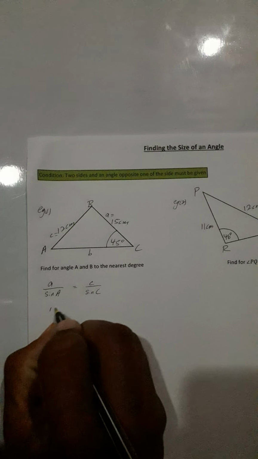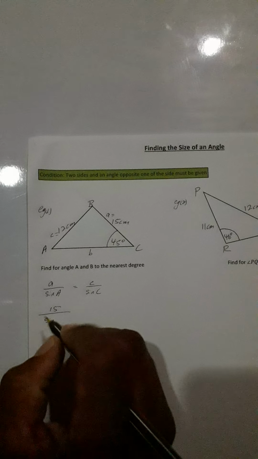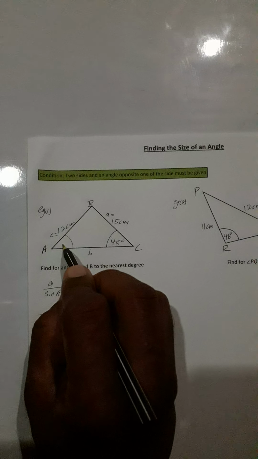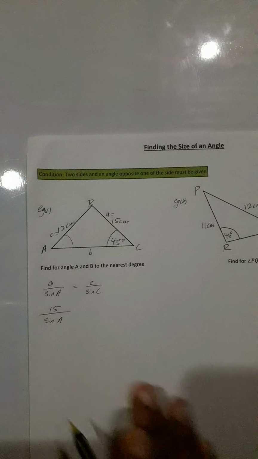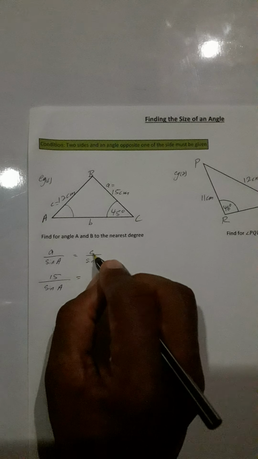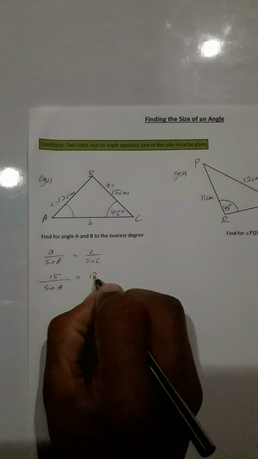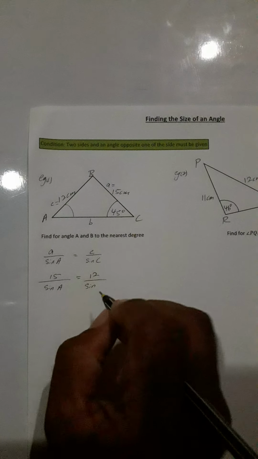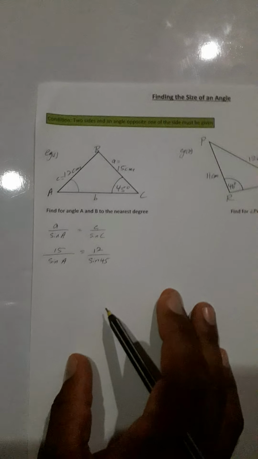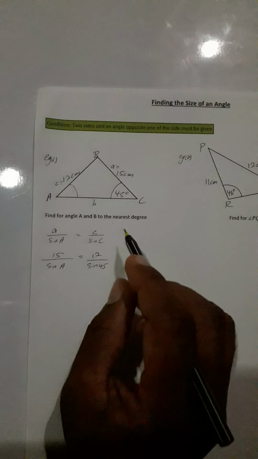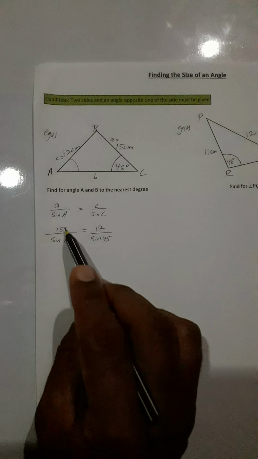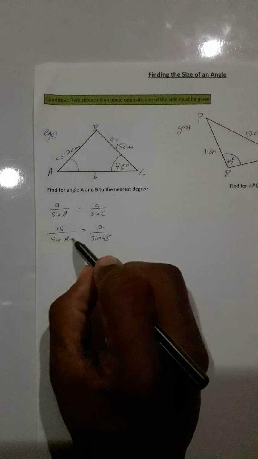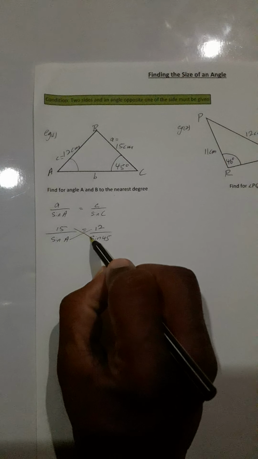A is 15 over sine A. Well, we want to find sine A presently, so we don't know this angle. So I'll just write back sine A equals C, which is given as 12, so that will be 12 over sine C. The capital letter represents the angle, so it will be 45. Good, and we'll write our answer to the nearest degree. Since we have one fraction on the left hand side and one fraction on the right hand side, we can cross multiply.